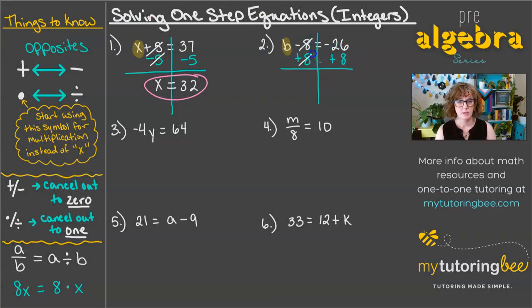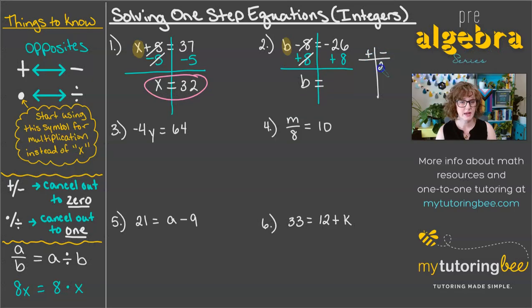So this is going to cancel out here. We're left with just b on this side. And then negative 26 plus 8. I do have a video about adding and subtracting positive and negative integers. I'll link that in the description below. But there are lots of methods. This is the method I like to use.